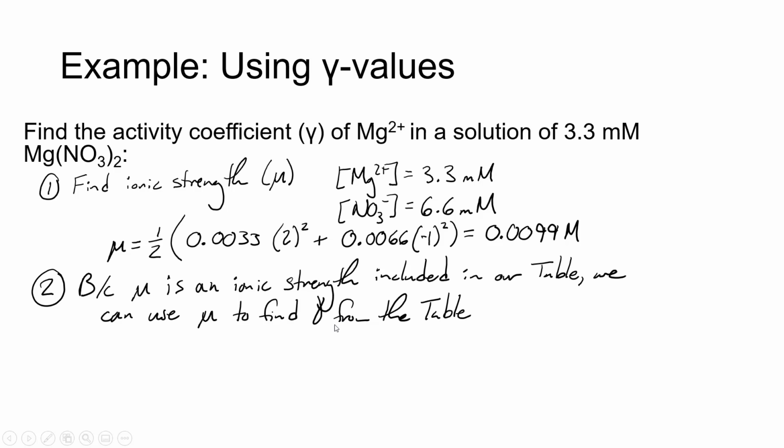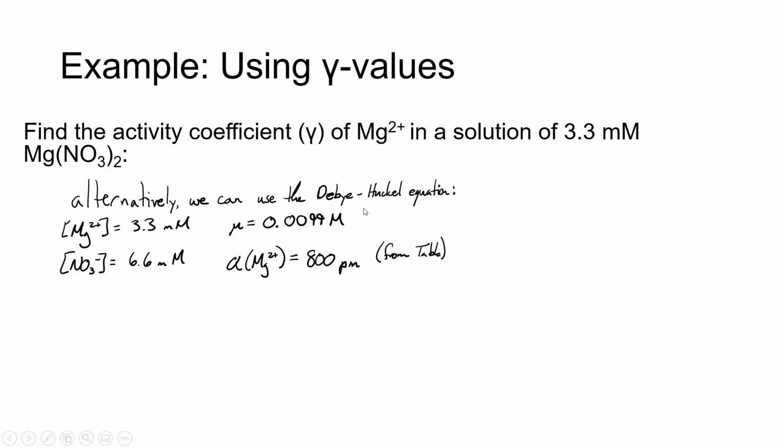So because mu is an ionic strength that's essentially included in our table, we would feel comfortable using the table to find the activity coefficient, and we would get that the activity coefficient for magnesium 2+ is 0.69. Since this ionic strength is not actually exactly in the table, it's just close to an ionic strength that is in the table, let's practice running the Debye-Huckel calculation to see how far away the answer the table gave us is from the equation's result at this ionic strength.